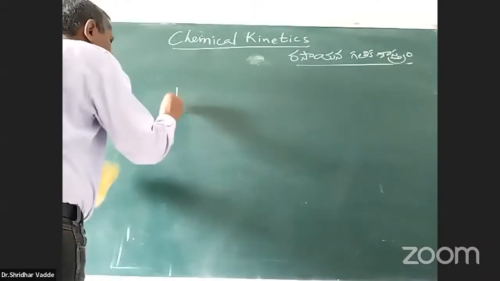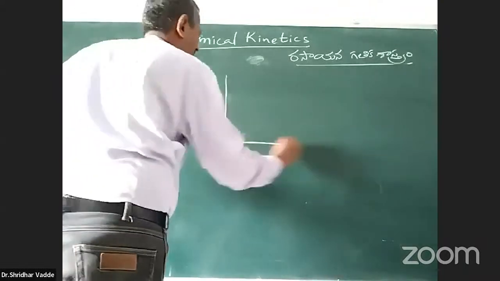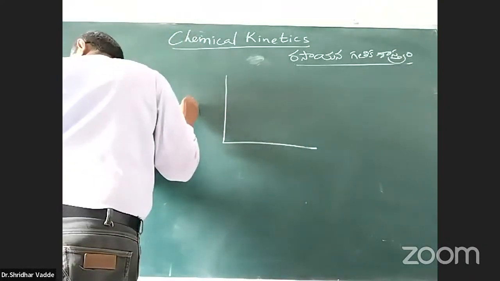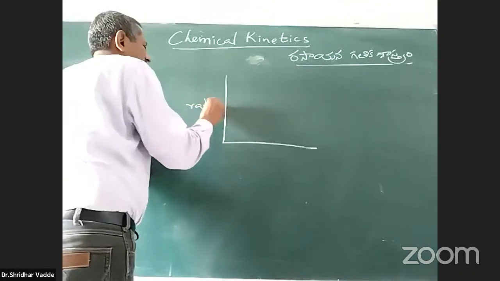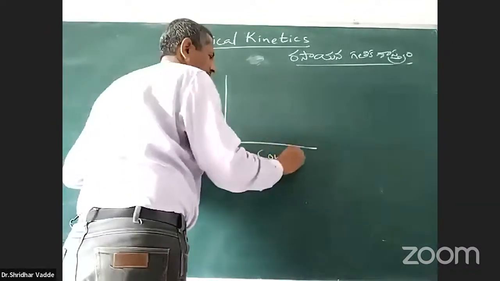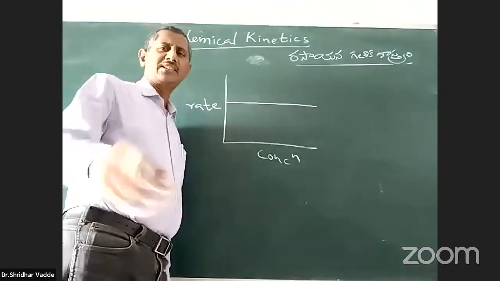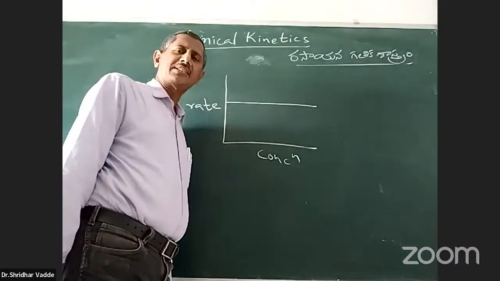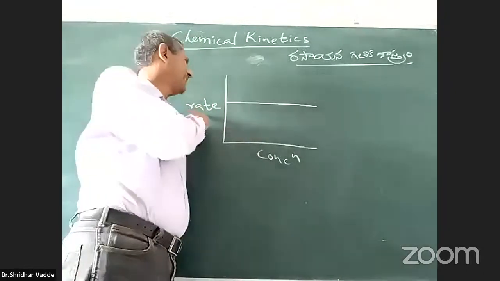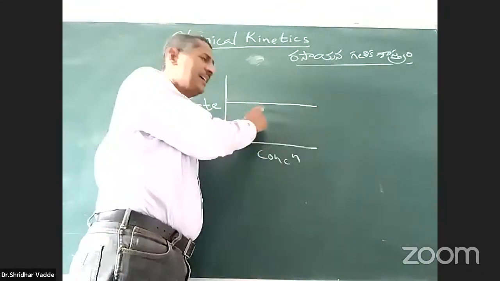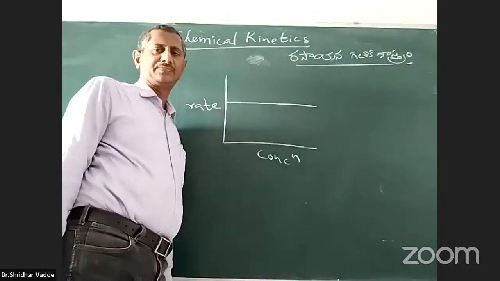And one more graph on this one. Rate versus concentration. That is, with initial concentration, there won't be any change in the rate for the reactants. So rate versus concentration is like this for zero order reactions.